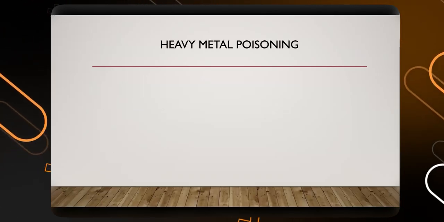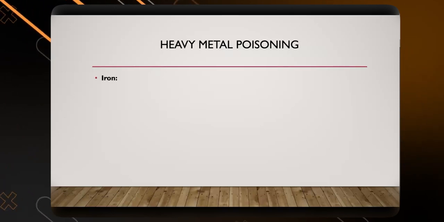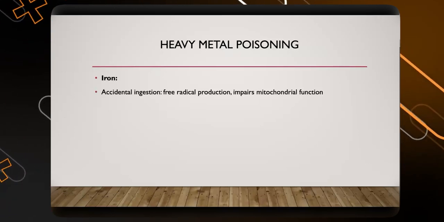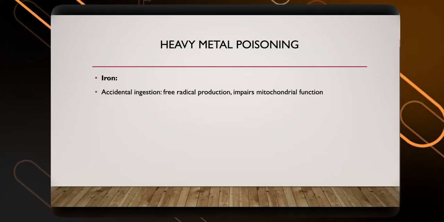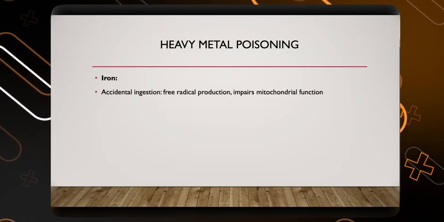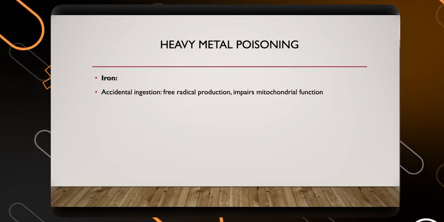Now, coming to the next topic, which is heavy metal poisoning. I'll start with iron, which is quite a commonly available item in households. Accidental ingestion is the most common way of presentation, which leads to free radical production, and it also impairs mitochondrial function.